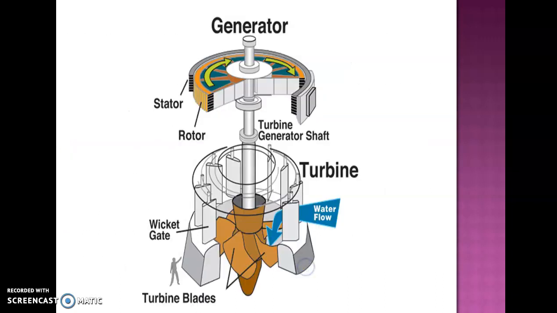hydroelectric power plant. Now you can see this is the turbine and it is connected to the generator through a shaft. So water flowing with very high velocity will rotate the turbine blade and the kinetic energy is converted into mechanical energy. And as it rotates at very high speed, it is connected with this generator shaft. This shaft also starts to rotate. So EMF will get induced and the mechanical energy will be converted into electrical energy in the generator.